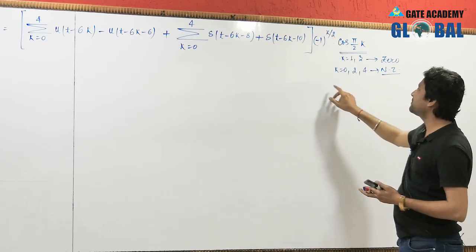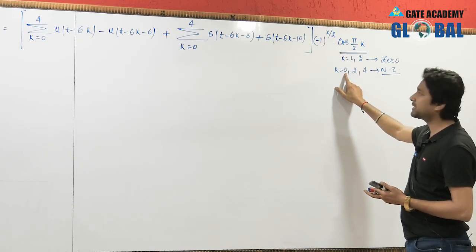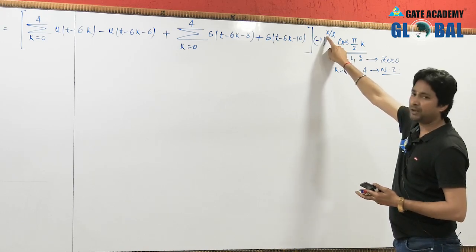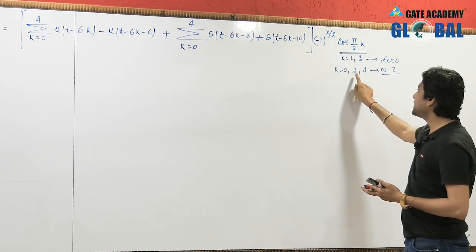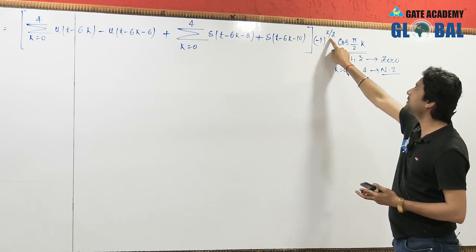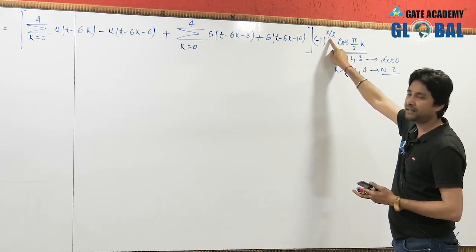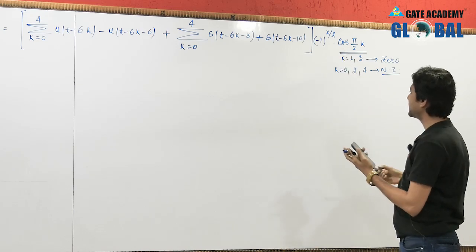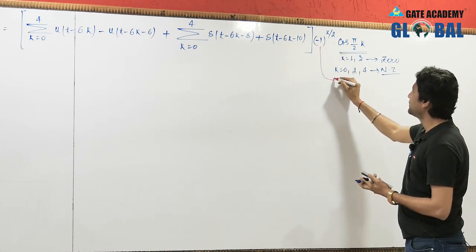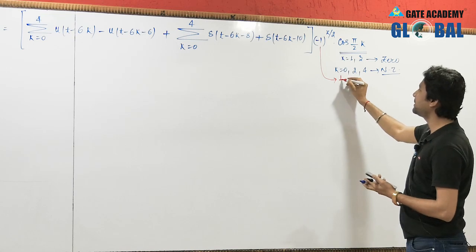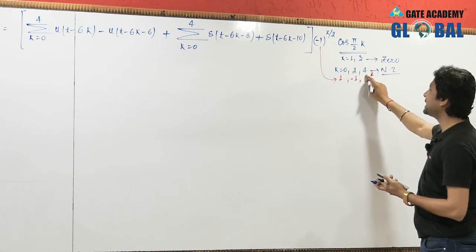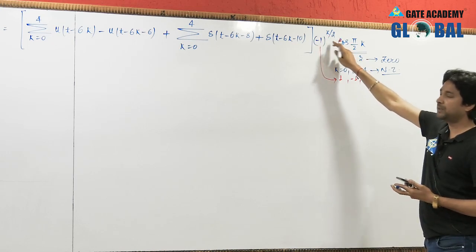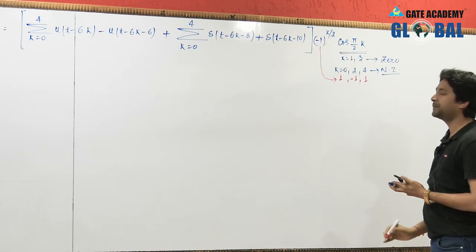Minus 1 to the power k by 2. If you substitute k equals 0, then this term will give you plus 1. At k equals 2, this term will give you minus 1, since 1 is an odd number. So you can see the value of this term: for k equals 0, it will be plus 1. For k equals 2, it will be minus 1. Again for k equals 4, 4 by 2 is 2, therefore this term will have the value plus 1.